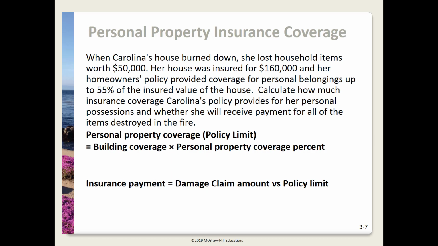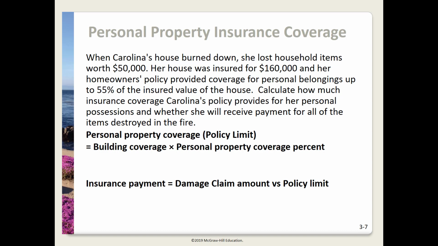Let's look at personal property insurance coverage. When Carolina's house burned down, she lost household items worth $50,000. Her house was insured for $160,000, and her homeowner's policy provided coverage for personal belongings up to 55% of the insured value of the house.